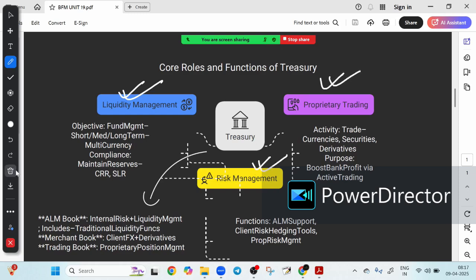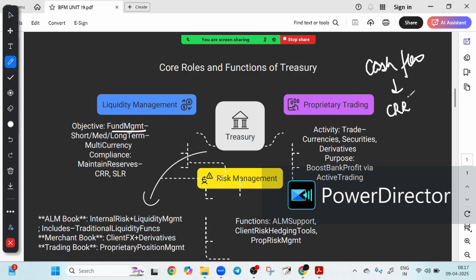First of all, let's come to the liquidity management. The treasury ensures that the bank always has the right amount of fund, that is called fund management, whether for short-term needs or long-term plan. So proper funds should always be there, for short-term need, medium-term need or long-term plan, in single or multiple currency. That is called liquidity management. From managing cash flow to complying with the CRR SLR requirement, cash flow management is also there, and complying with CRR SLR requirement is also there, right? It keeps the financial engine running smoothly.